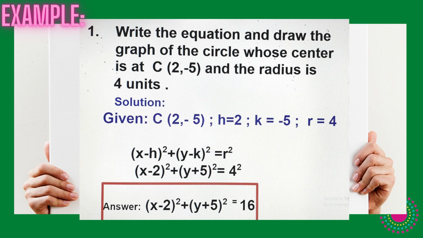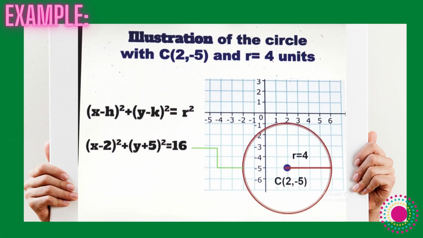Okay, let's do it. So x minus h, replace h with 2, quantity squared, plus y minus k, replace k with −5. Remember class, negative times negative is positive. So we have (y + 5)² = 4². So let's simplify 4 squared. The final answer is (x − 2)² + (y + 5)² = 16. Do you understand? To illustrate the circle, let's take a look at the next slide.